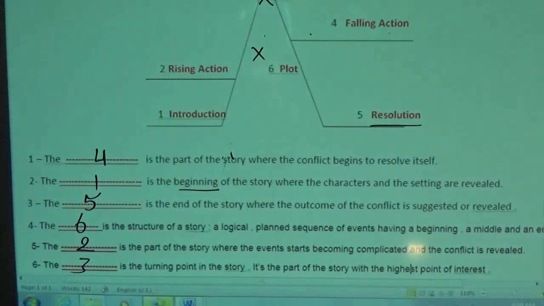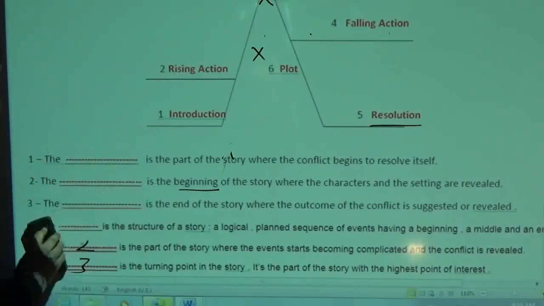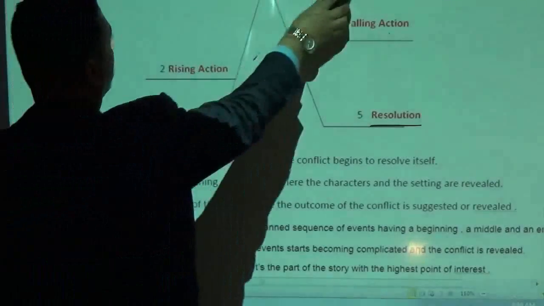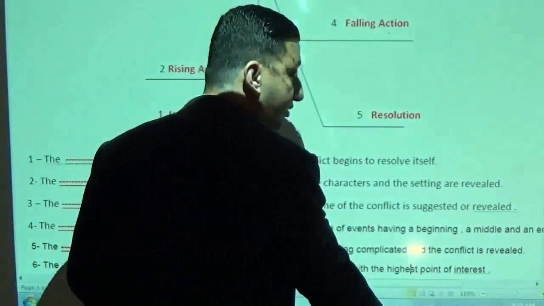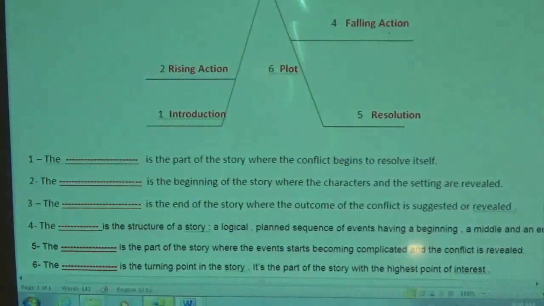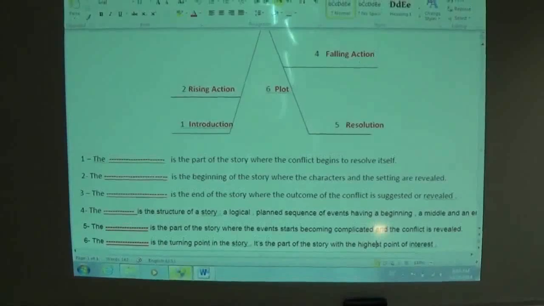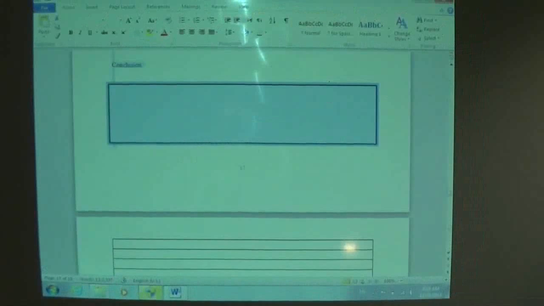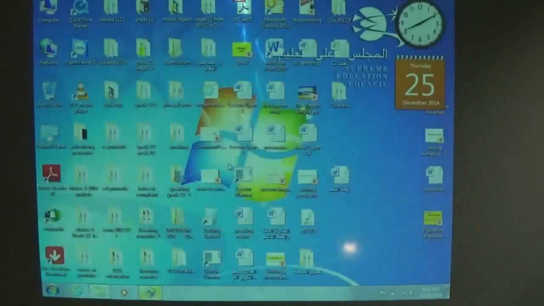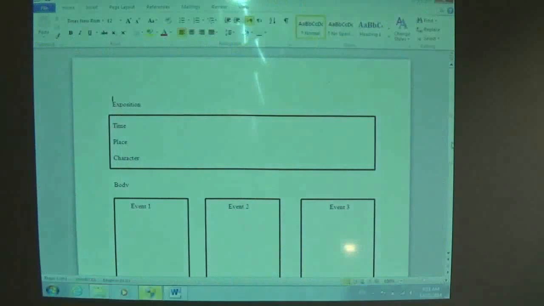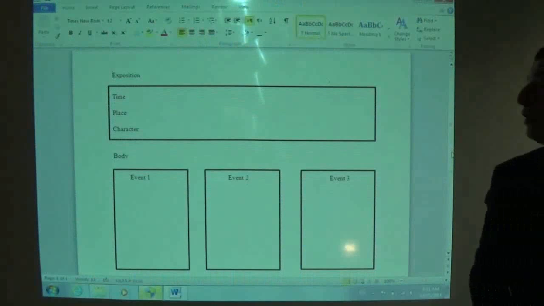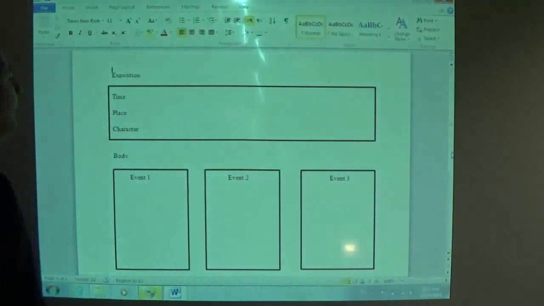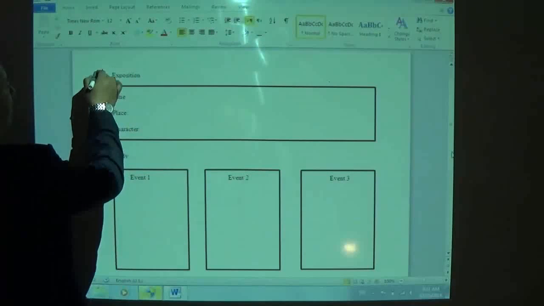Now we are going to move to another thing about narrative. When I speak about narrative, I'm going to give you an example. This is what the paper in the exam is going to be about. The first thing is exposition.